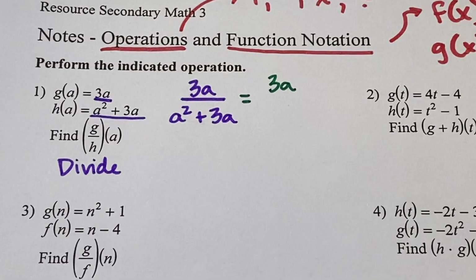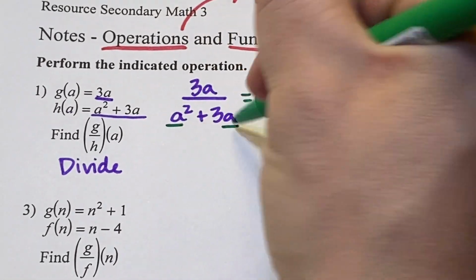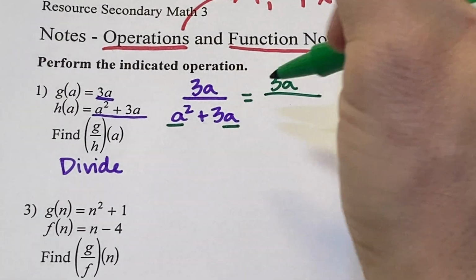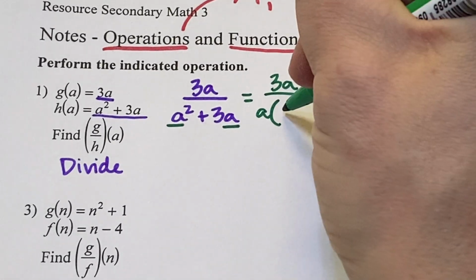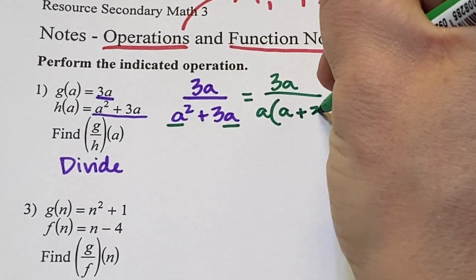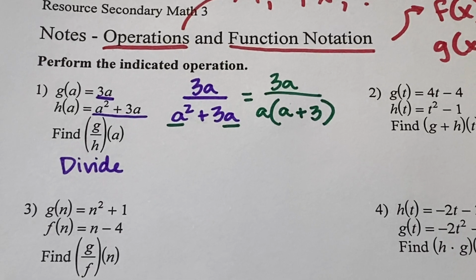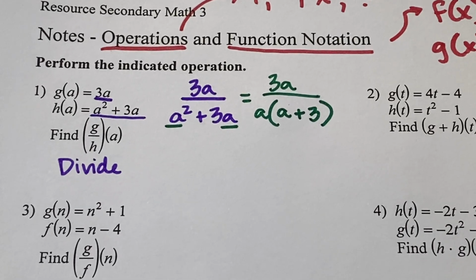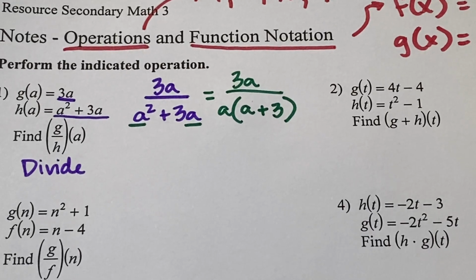So can't factor the numerator. That just stays 3a. But I can take 1a from each of those terms, which means I can factor out a single a, leaving me with 1a left from a squared and just my 3 left from the 3a. Okay, so that's not too bad. Now it just becomes a fraction. What do you guys see that's the same on top and bottom that can cancel out?